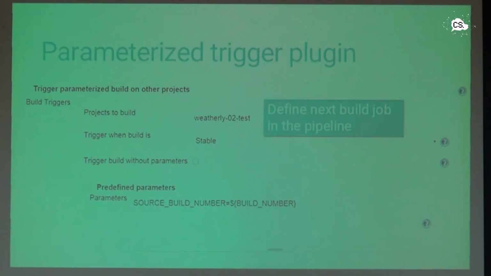So in order to connect the dots, to connect the jobs, you need to use the parameterized trigger plugin. This plugin enables us to trigger subsequent jobs, and we can also send some parameters to that job. So in the first part you define which project to build. Basically this is the next build step, and you want to trigger only when your build is stable, so you don't want to trigger the next build step if the previous one failed.